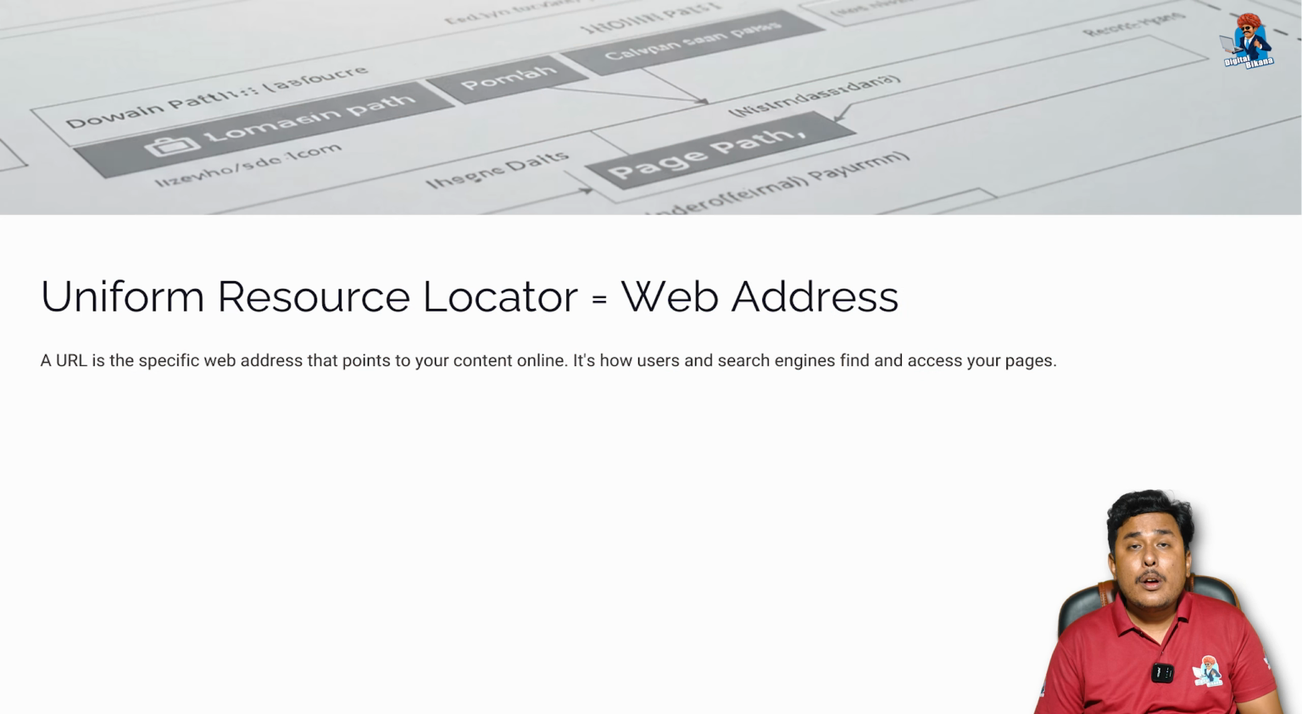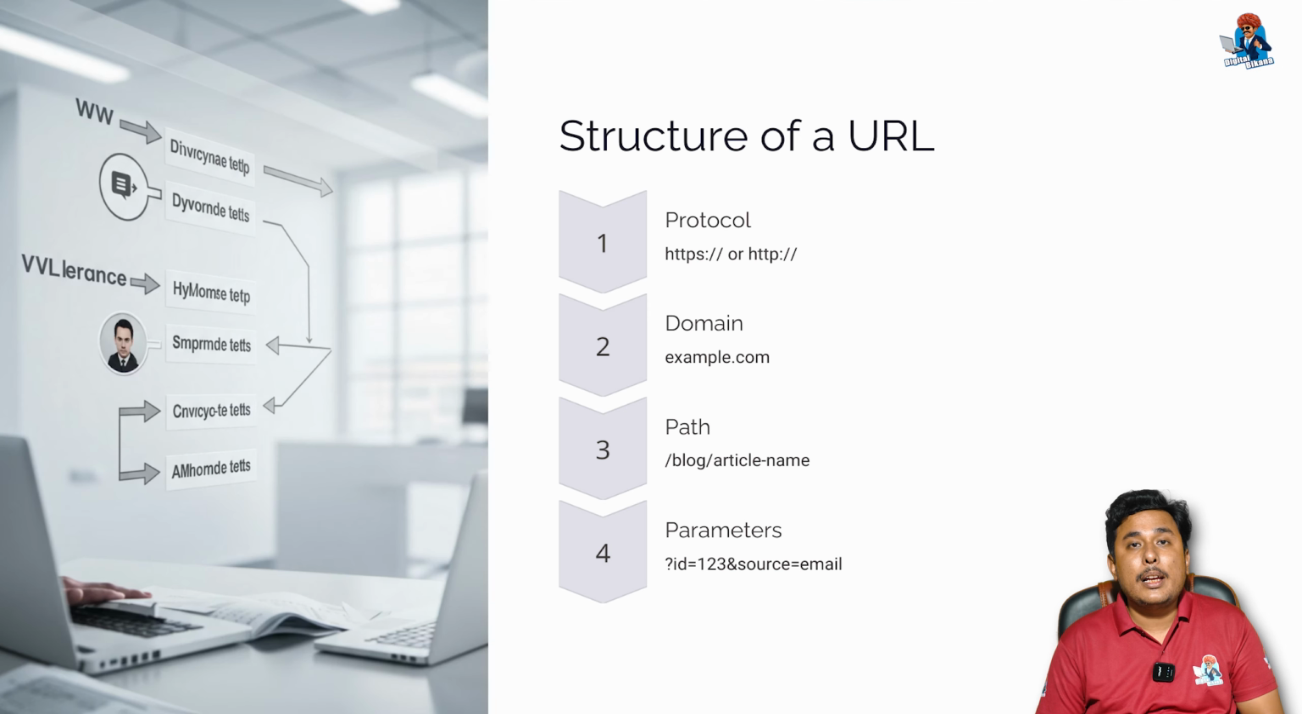URL stands for Uniform Resource Locator. It's the unique address that points to a specific web page, image, or file on the internet. A URL typically has four parts: protocol, HTTPS, domain name, path, and sometimes parameters. Each part plays a role in locating and delivering the right page to the user.